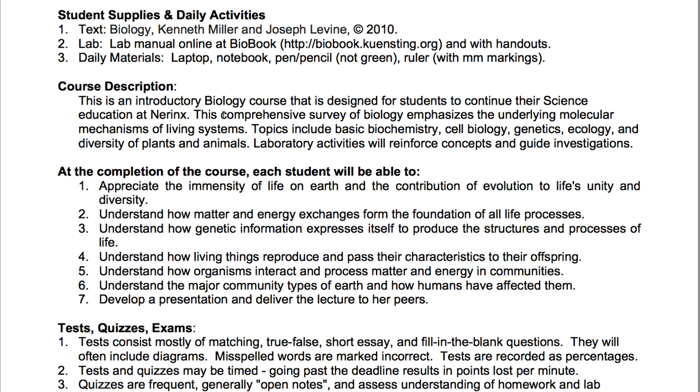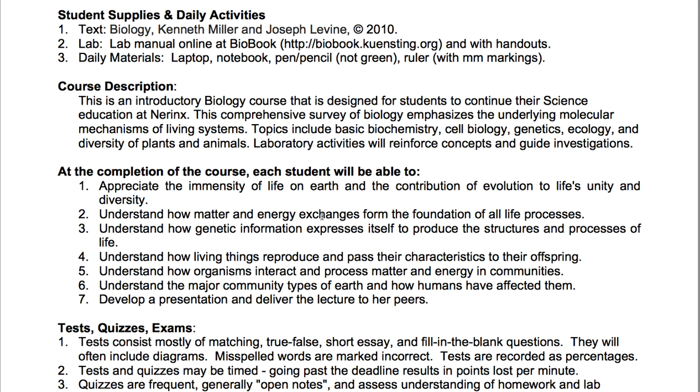This course is basically an introductory course. It's designed for students to continue their science education at NARINX with biology. So we cover things from biochemistry through genetics, evolution, and ecology. Lab activities will reinforce the topics we're covering in class. At the end of the course, we hope that everybody appreciates the immensity of life on Earth and evolution's contribution to making life as it is today.